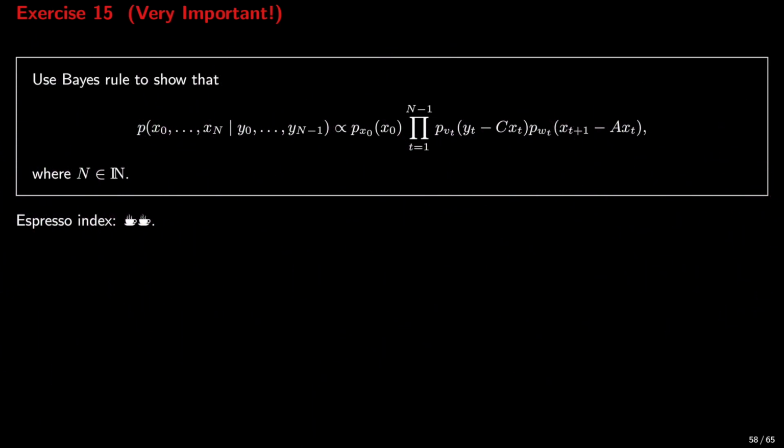It gives a useful formula for the conditional density function of all states from x0 to xn given the output measurements from y0 to yn-1. It is important that you take a few minutes to try to derive this yourselves. The result of exercise 15 is very important.